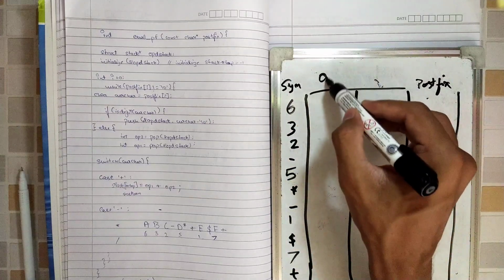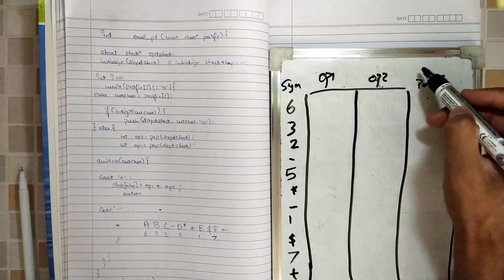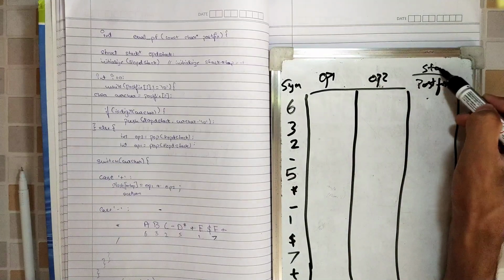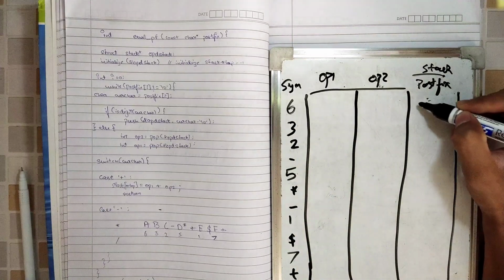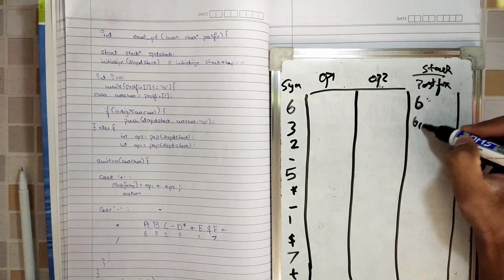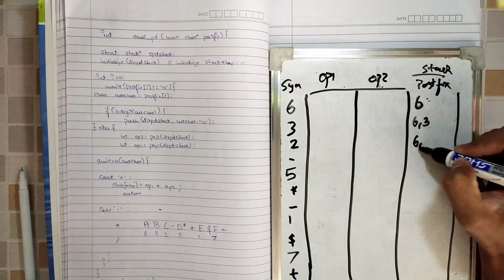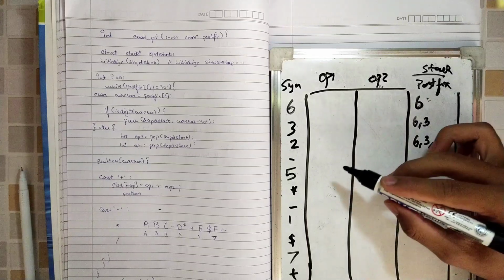Now here I will write OP1, here I will write OP2. And this is either my postfix or what is there in my stack currently. So first 6 came, so I will push it in my stack. Then 3, so I will write it in my stack. Then 2, I will write it in my stack. Now the symbol is minus.